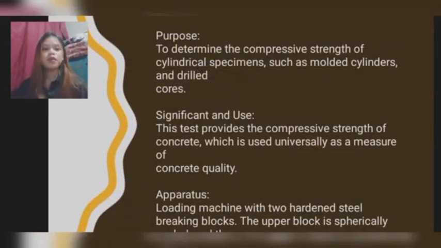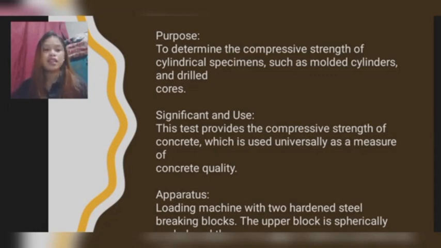The purpose is to determine the compressive strength of cylindrical specimens such as molded cylinders and drilled cores. Anything related to the compressive strength of concrete has as its main purpose and significance a quality assurance measure. That's the use of the experiment in general. Significance and use: this test provides the compressive strength of concrete, which is used universally as a measure of concrete quality.